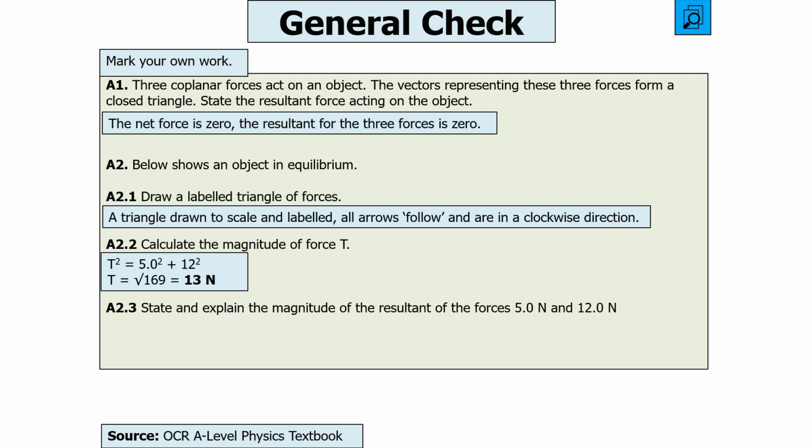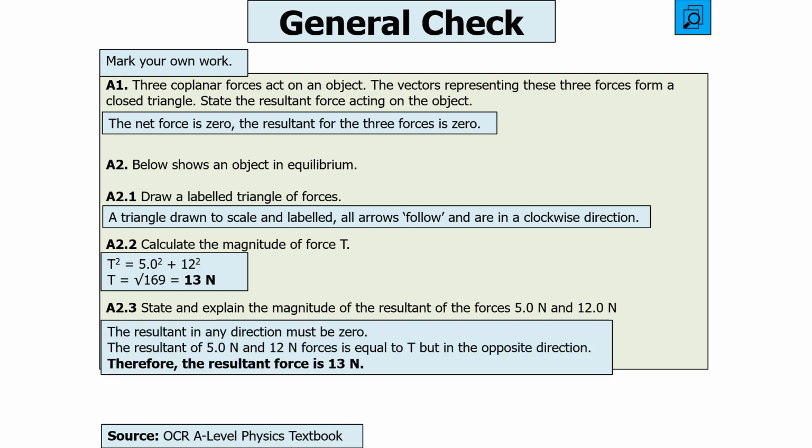Now, state and explain the magnitude of the resultant forces. Well, the resultant in any direction overall, because it's in equilibrium, must be 0. So therefore you can say that the resultant of the 5 newtons and the 12 newtons is equal to T, but they're in opposite directions to cancel out to give 0. So therefore the resultant force equal to the magnitude of the other two must equal 13 newtons.